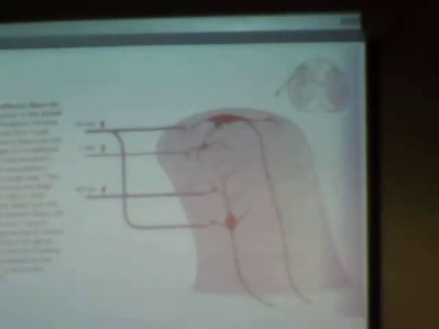The other interesting thing to note is these A beta fibers coming in. Where are they coming from? These are proprioceptive or pressure fibers or other sensory. These aren't pain fibers. These are mechanical deformation fibers. And they come in and look how they synapse on the dendrites of these second order neurons.